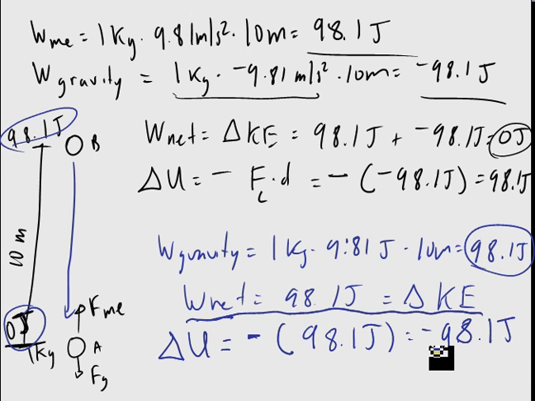And what happened to all of this 98.1 joules that were lost? Well, these 98.1 joules of potential energy that were lost were converted into these 98.1 joules of kinetic energy. Remember, because energy is conserved, we can't just gain this kinetic energy out of nowhere. It came from this potential energy.